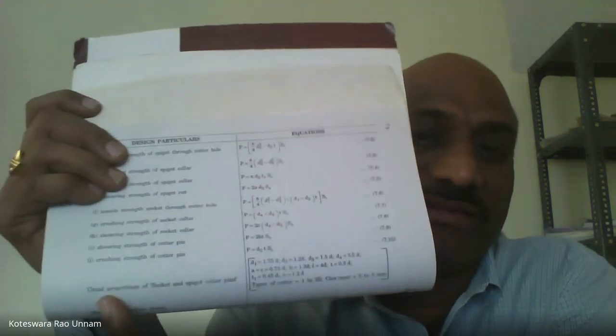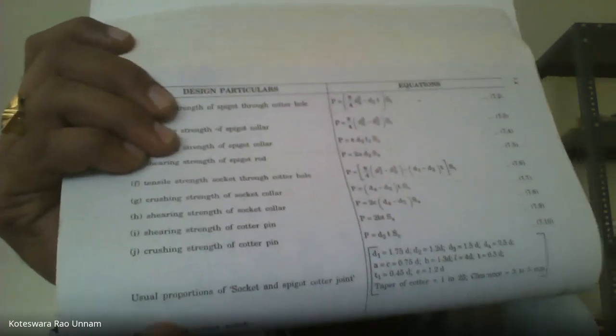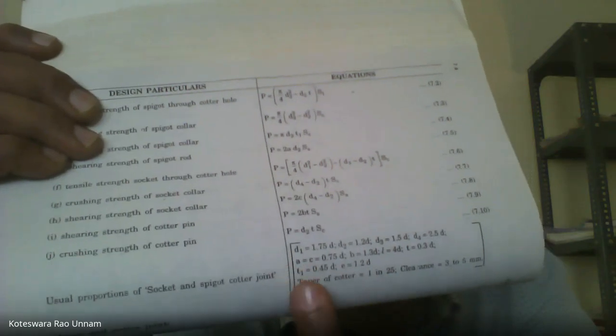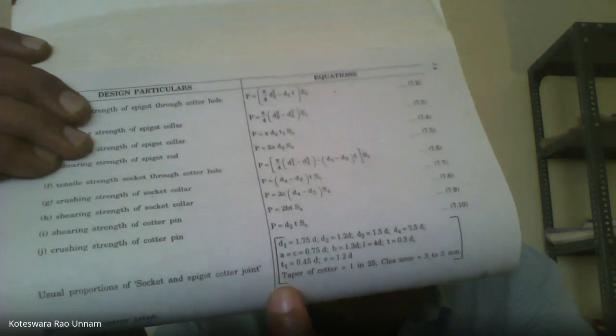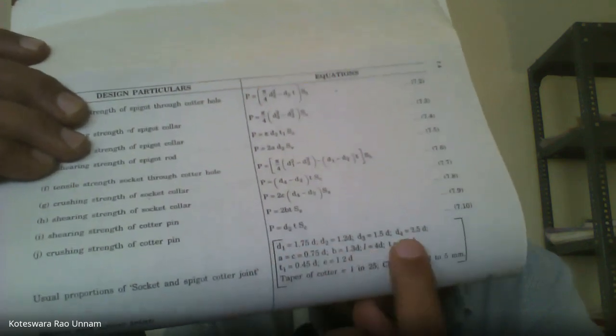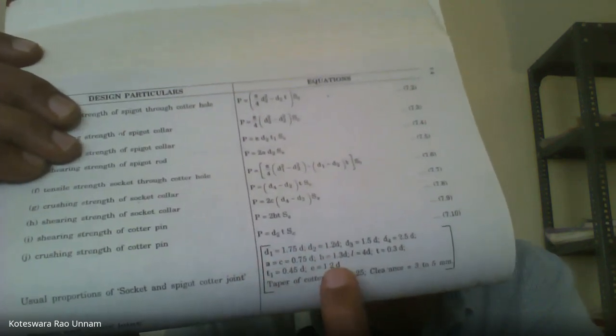In addition to that, if you look at the bottom here, he has given the usual proportions of the socket and spigot cotter joint. You can see it here. So he has given the proportions. That means once you know the D value, that is the diameter of the rod, or you can say the diameter of the spigot, you can easily calculate the dimensions of the other parameters also using some proportional dimensions.